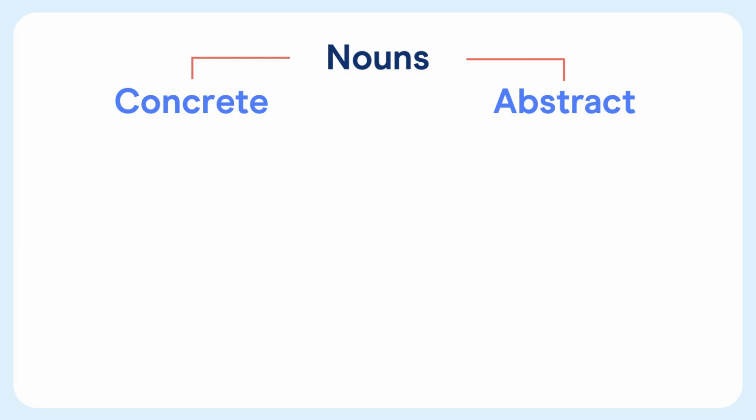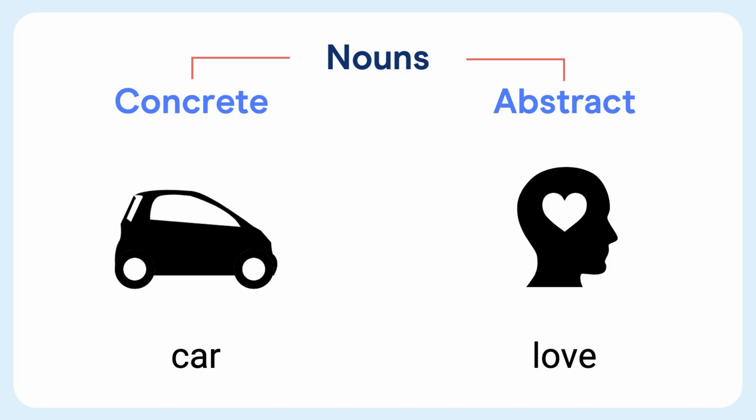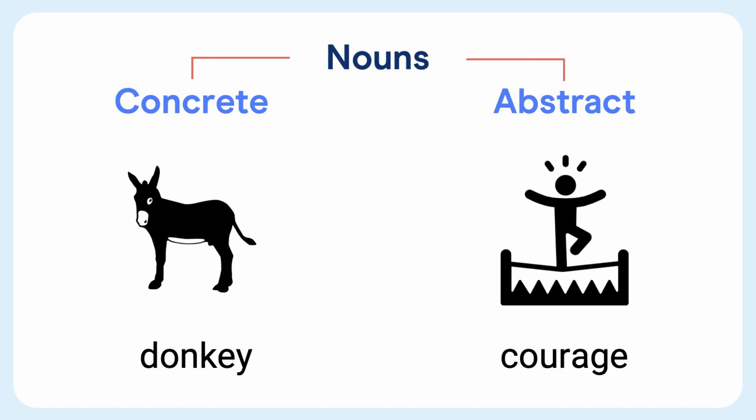Another example of a concrete noun is a car. Again, we can see it, we can smell it. But what about love? Can we see love or smell or taste or touch love? No, that's why it's an abstract noun. It's an abstract thing. Another concrete noun would be donkey. Why? Because we can see it, we can hear it, we can probably smell it. But what about courage? That's also a noun, but we can't see it. That's why we think of it as an abstract noun.